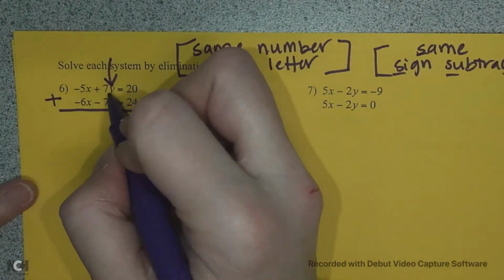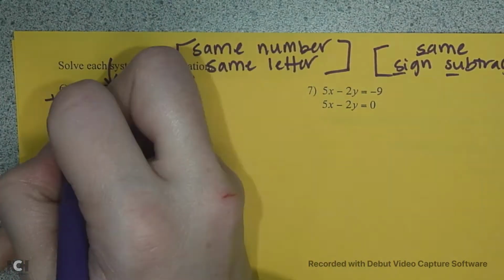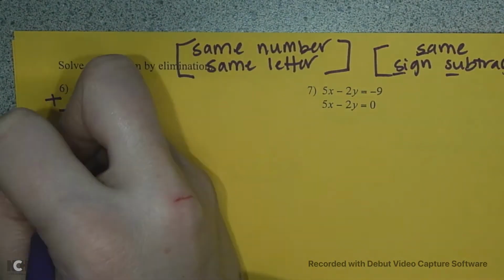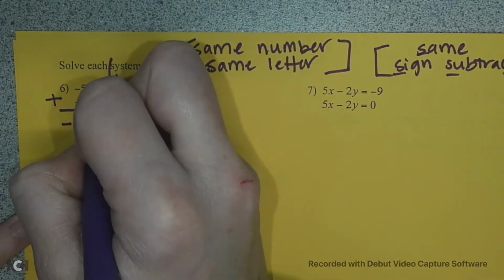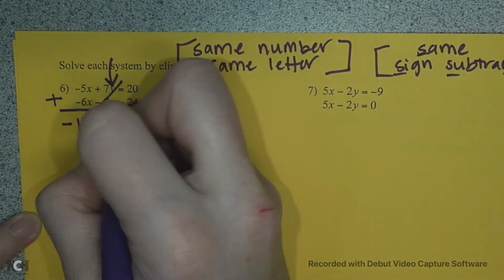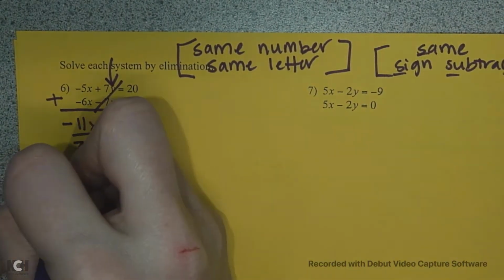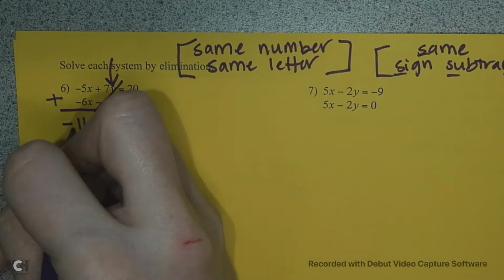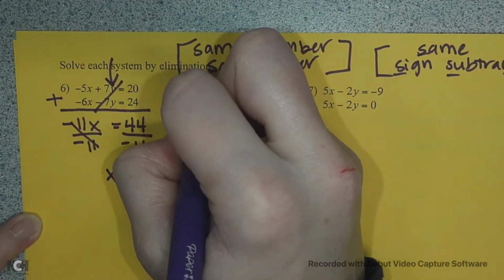And we want to make this 0, so if we add and it doesn't make 0, then we should do the other one. -5 plus -6 is -11x's. 7 plus -7 is eliminated. And 20 plus 24 is 44. In order to get my variable by itself, I divide each side by -11, and x is equal to -4. That is half of your answer.